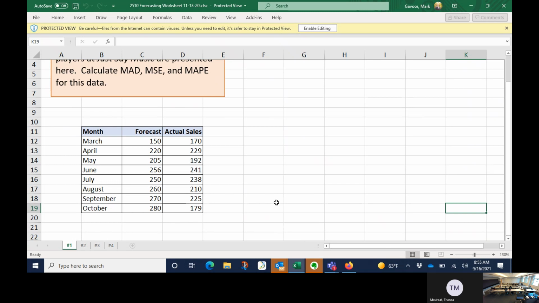This problem just says on your homework, calculate the MAD, MAPE, and MSE. I've already given you the forecast. Can you do it? Yes, you can. You just did it. Will you remember it like Sunday when you go to do it again?